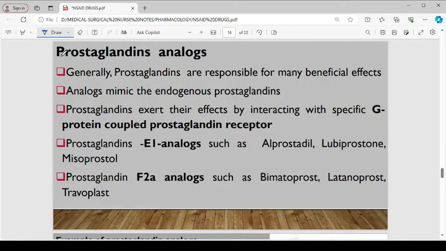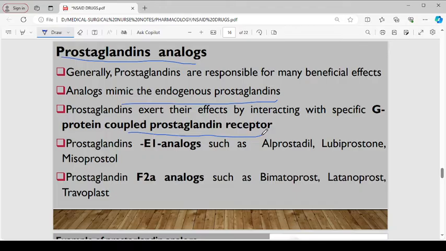Okay, apart from the NSAIDs, we also have the prostaglandin analogs. Generally, we know prostaglandins have various beneficial effects in our body. The analogs are just what scientists have come up with so that they can mimic the endogenous prostaglandins, so that you have more of these effects based on how important the prostaglandins are. Generally, prostaglandins exert their effects by interacting with the G protein-coupled prostaglandin receptors.